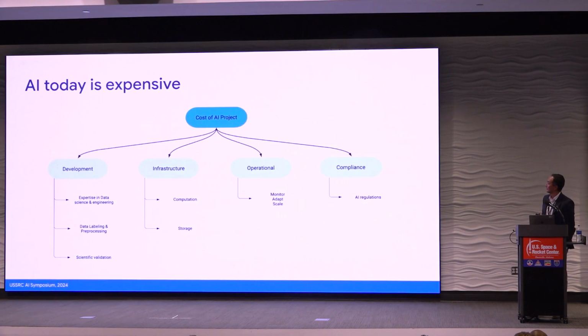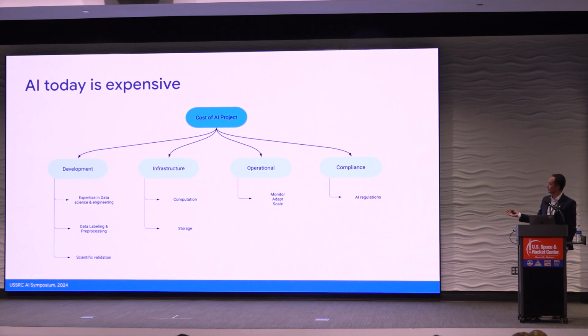Obviously, there are challenges. Through our exercise, this is not new news, right? But AI today is very expensive. You have development effort, and you need this niche expertise in data science and engineering when you want to put it in production. You need a lot of curation to create this labeled data set. Obviously, for science, you need rigorous scientific validation, like I showed earlier in that AI for science chart. Infrastructure is a big component of this. The reason we partnered with IBM Research was for that very reason.